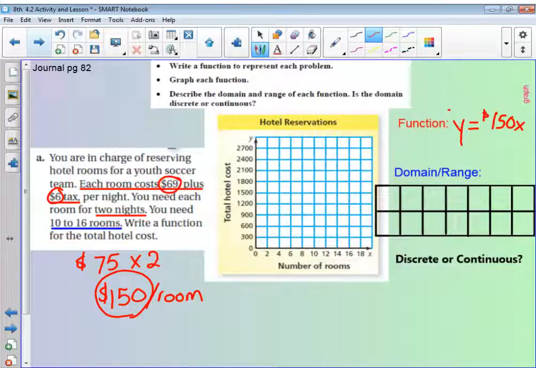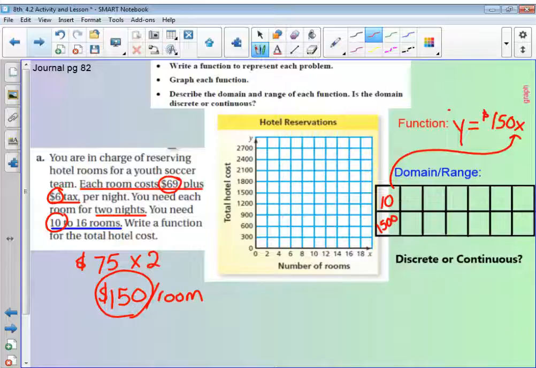We're not even going to start with 1. They told us that we're going to have to get a minimum of 10 rooms, so we're going to start with 10. If I substitute 10 in place of X here, and yes, you can use a calculator if you need to, 10 times 150 gives us $1,500. So if we just get 10 rooms, it's going to cost us $1,500.